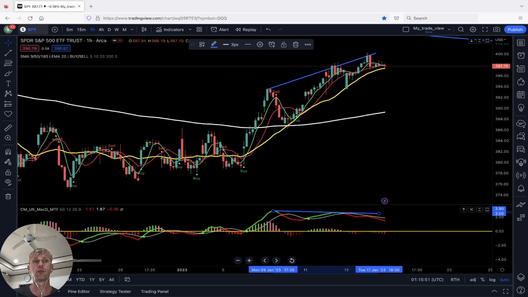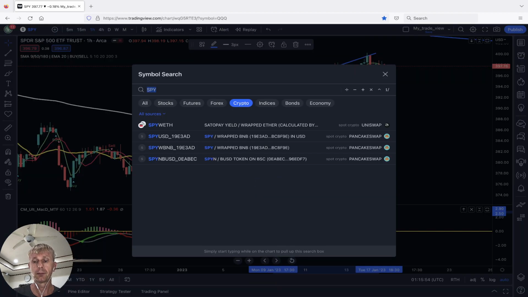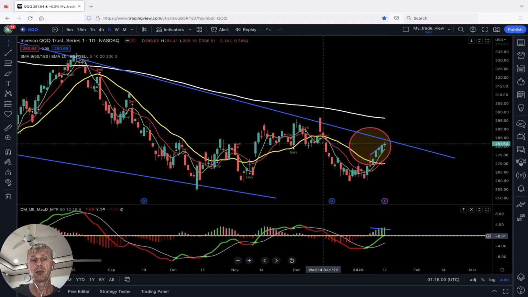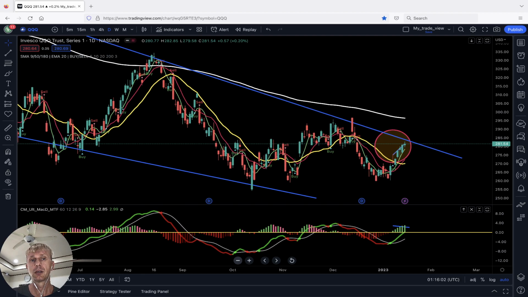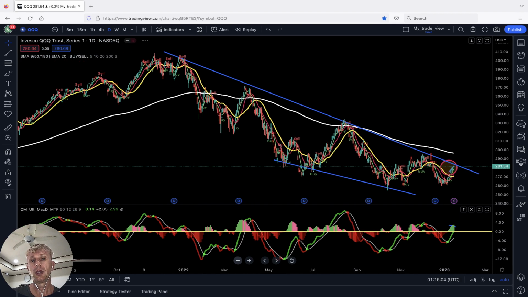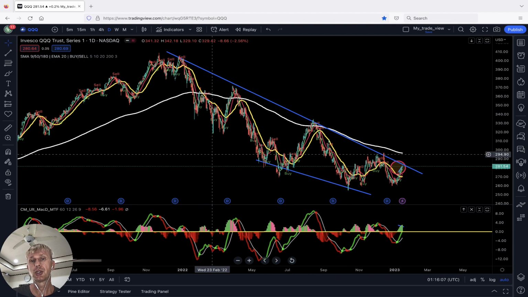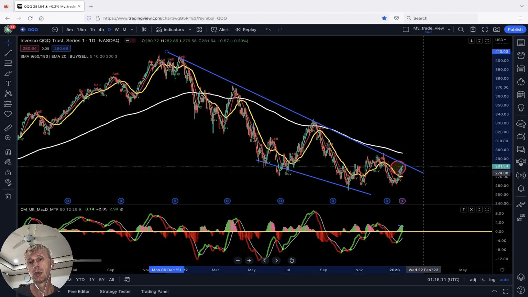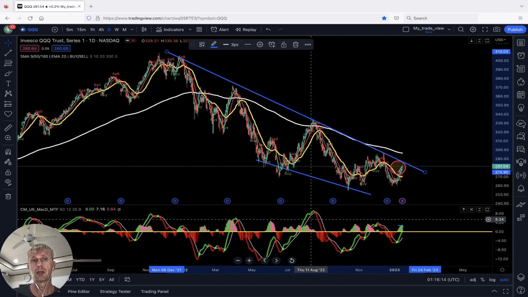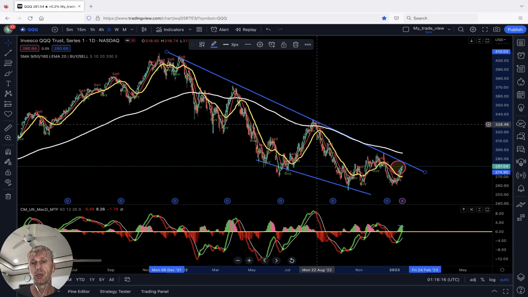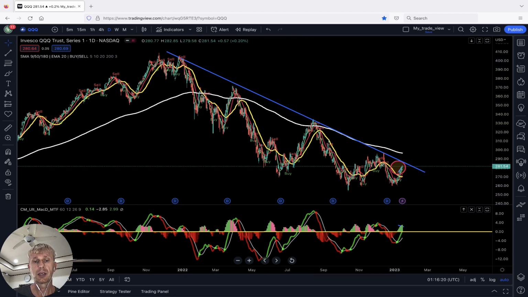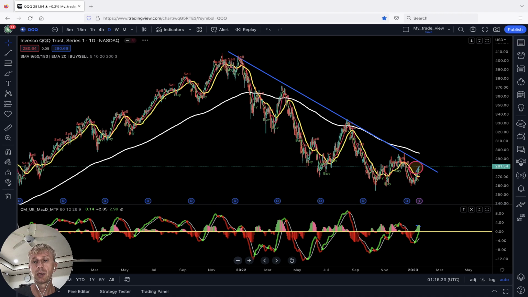Okay, let's move to Qs. Let's move to Qs on daily time frame. Daily time frame, it's a similar story, right? Similar story on daily. It's a bearish trend, bearish direction. Bearish direction on the bearish trend, right? No changes, similar to SPY.